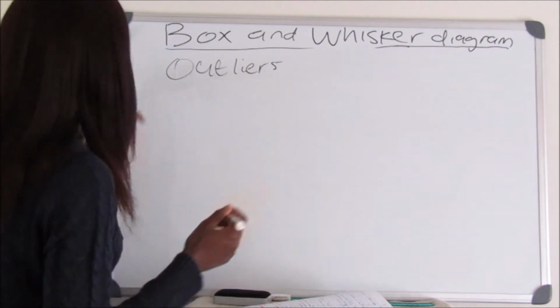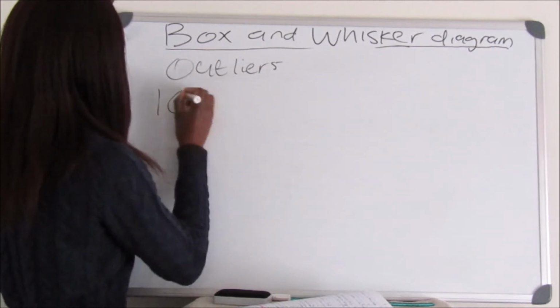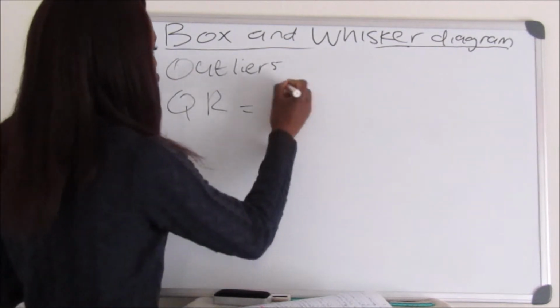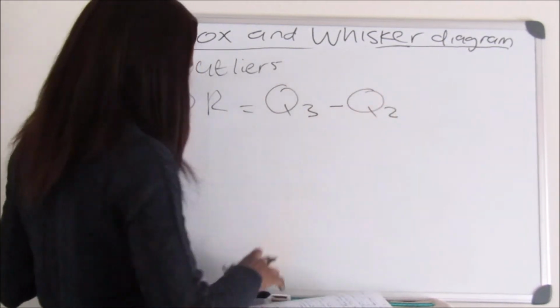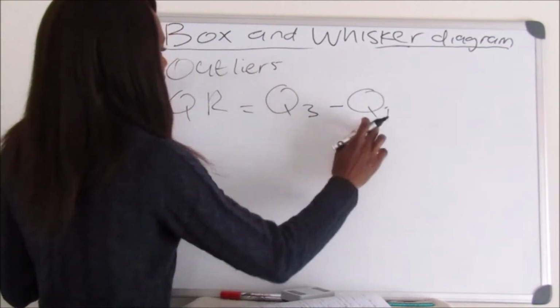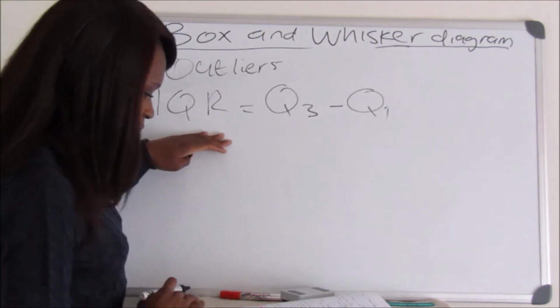of the data set. So to find your outliers, we have to find the interquartile range, which is the difference between the upper quartile and lower quartile. So it's upper quartile, Q3, minus lower quartile, Q1. This is the interquartile range.